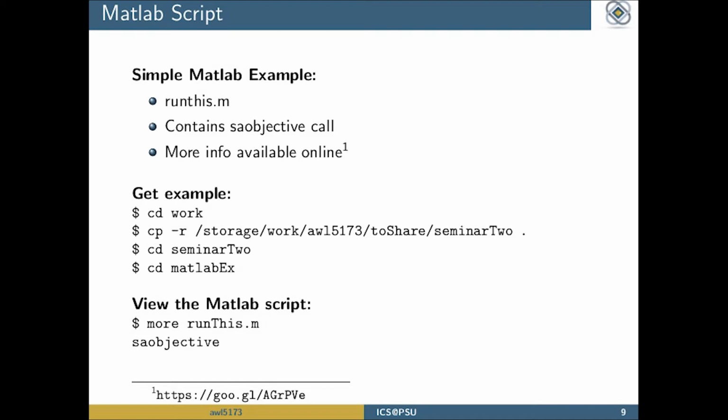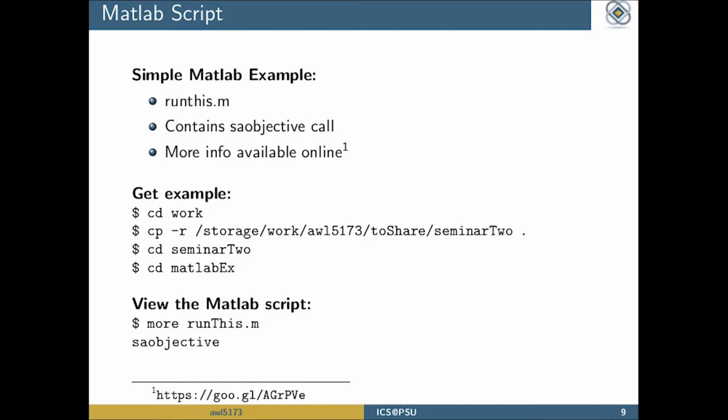There is more info available about this if you'd like to look up what the call is actually doing online. And so what you're going to need to do is go over to your work directory and then copy the files over. I have all the example files that you need located in a directory called Seminar2. So use the cp command to copy that directory to your directory, and then you'll go into the Seminar2 directory with the change directory command, and then change directory again into the MATLAB example.